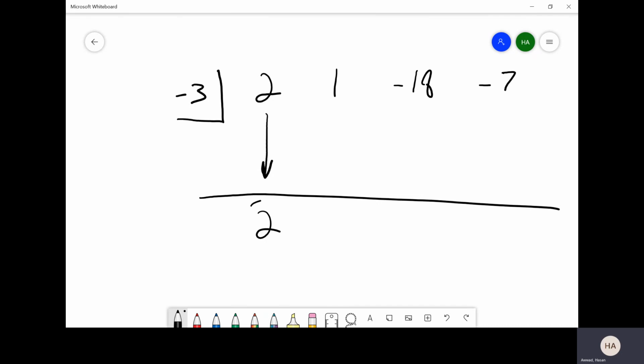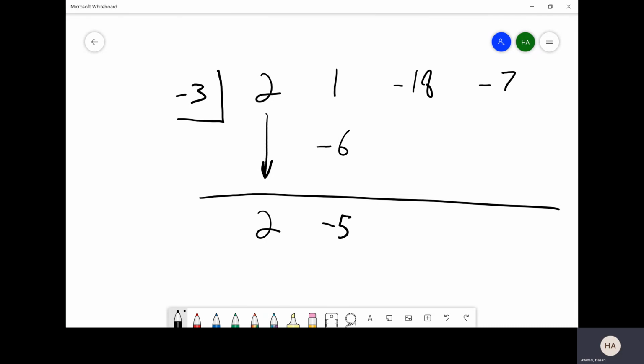What you do now is you take this number and you multiply it against whatever your number in the box is. So we have a 2, you multiply 2 times negative 3, you get a negative 6, and you plug it into the next column, over to the right. So you have a negative 6, you plug it in right over here. And at this point you add the numbers together. So you have a 1, you have a negative 6, you add them together, you get a negative 5. Okay, cool. So negative 5.